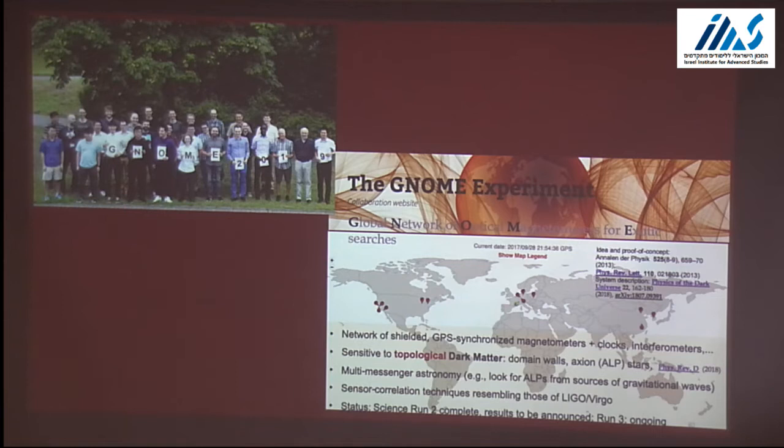We had some ideas about how to do data analysis. Well, our observation was that LIGO is also a network of sensors, they have figured out how to do this. And in fact, we had some people from the LIGO collaboration as part of the GNOME collaboration, and we decided we're gonna use the software that's publicly available and well advertised by LIGO.